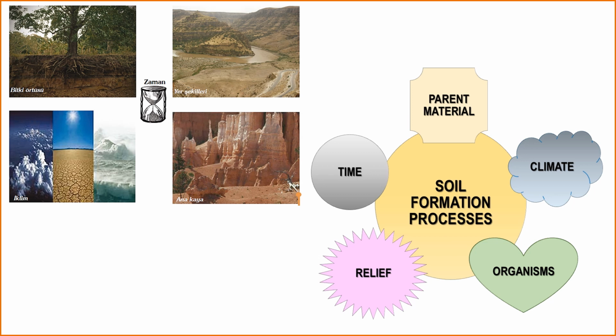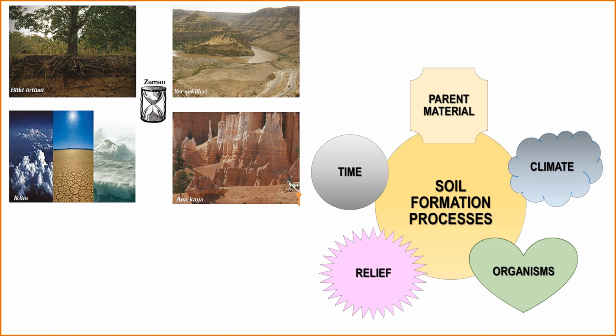2. Climate. Climate is a major factor in soil formation. Temperature and precipitation influence the rate of weathering, the types of vegetation, and the accumulation of organic matter. The combination of these factors determines the soil's profile and characteristics.